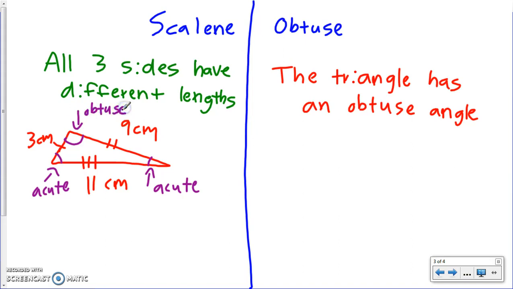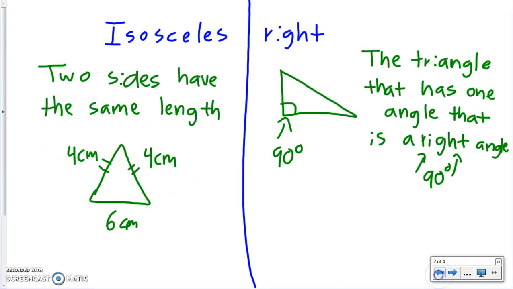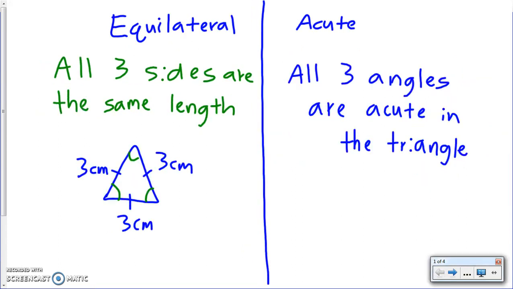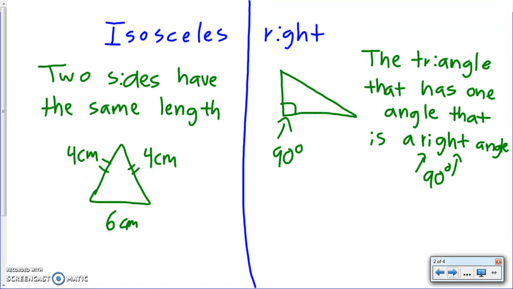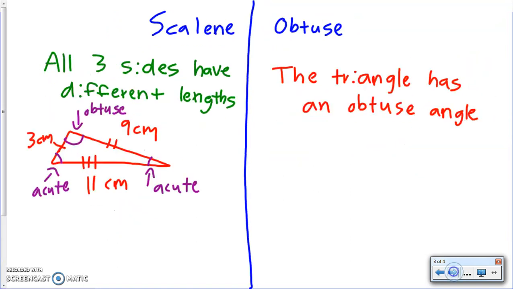It'll be much easier when we draw our own because they'll be much bigger. So if it has an obtuse angle, it would be an obtuse triangle. The triangle has an obtuse angle. It only needs to have one. For a right triangle, it just needs to have one 90-degree angle. And for an acute triangle, all three angles must be acute. So we will just keep working on these vocabulary words as we go.